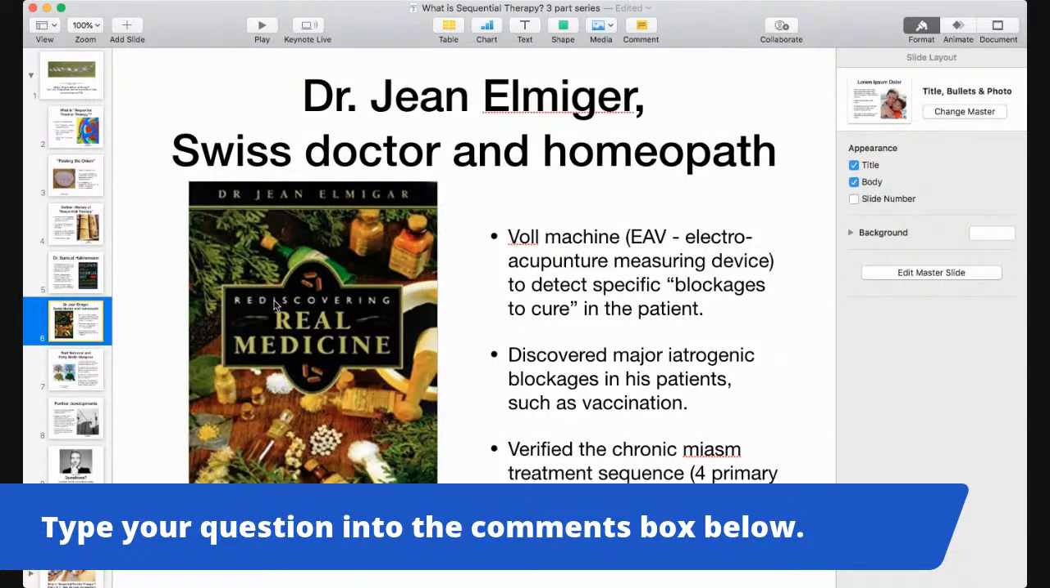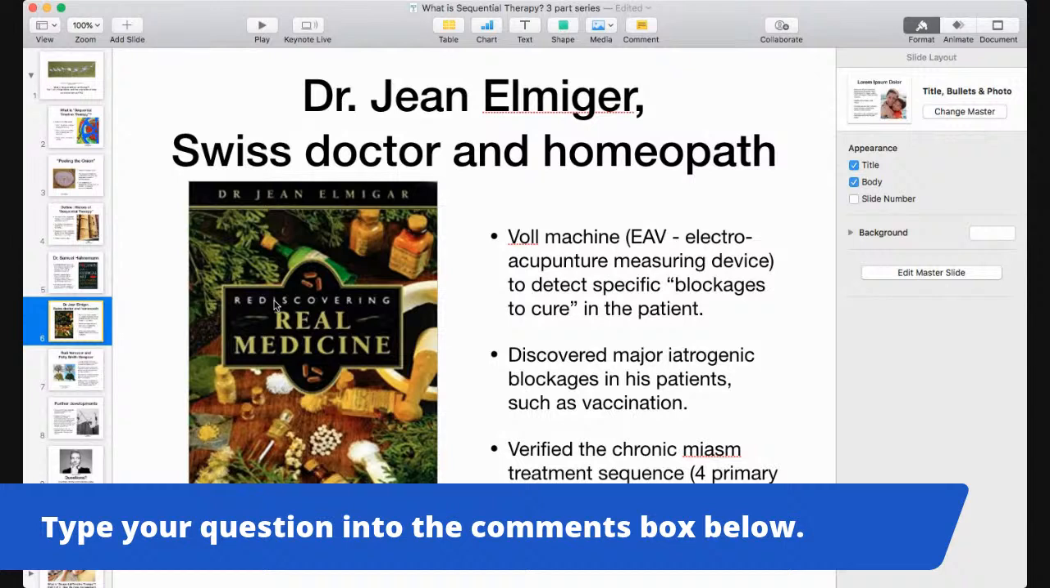He was an allopathic doctor, but he was also trained in homeopathy and a number of other alternative modalities. And he did something very interesting, which was he used a Vol machine, otherwise known as an electroacupuncture measuring device. He used that basically to detect in his patients where he was not able to make progress through the usual homeopathic methods. Using this device, he detected a number of blockages to cure in the patient, such as some very distinct iatrogenic blockages, such as vaccination shocks that were in their system. He discovered other shocks, other medical shocks, and other kinds of shocks.